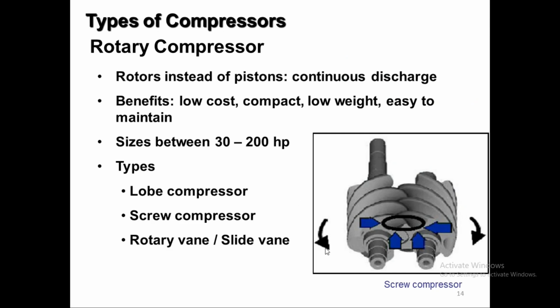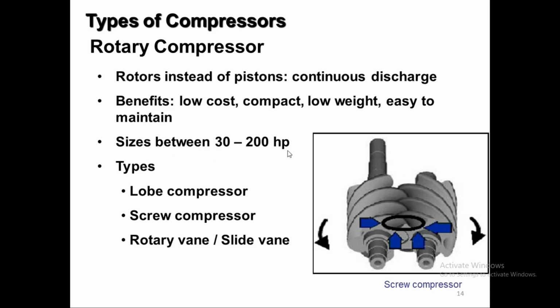This is another positive displacement compressor, a rotary compressor, with rotors instead of pistons and continuous discharge. In this one, the discharge is continuous. It traps one small volume here and then rotates it and takes it to the end, where it is compressed. It enters from here, and as it rotates, the gas is compressed, and then it goes out from the other end.